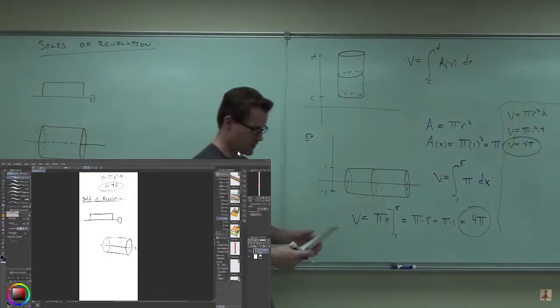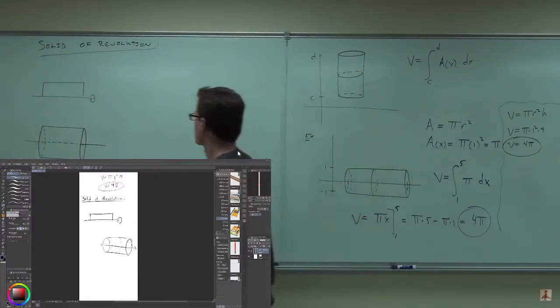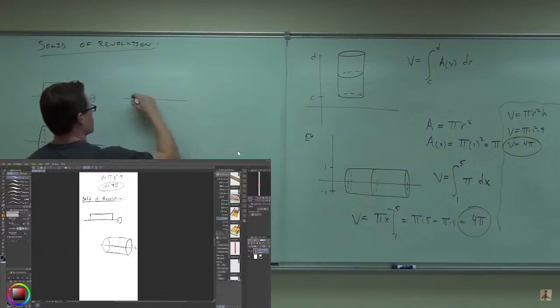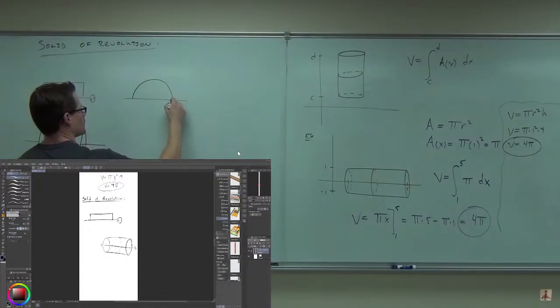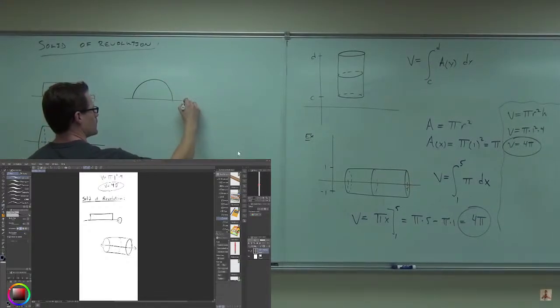That's basically the shape that you get. What about this? What if I took a half circle and I revolved it? I'm not going to get a half sphere, am I? I think you get a full sphere.